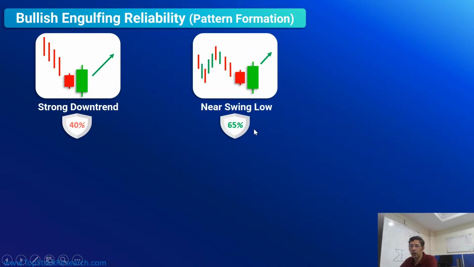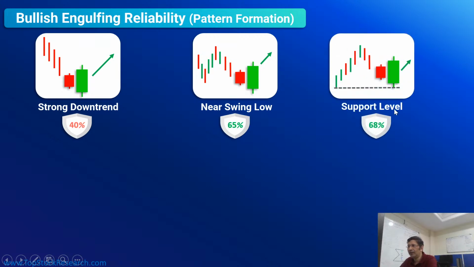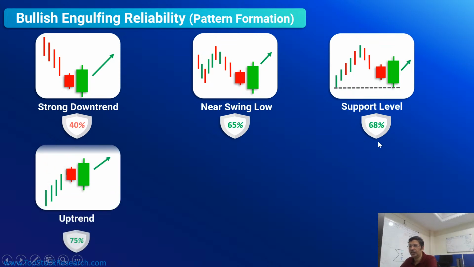If it is near a swing low, the confidence goes up because the swing low will give you a good kind of support. If it is at a support level, the confidence should also go higher. If there are multiple points on the trend line, the confidence should go higher, so it goes to 68%.